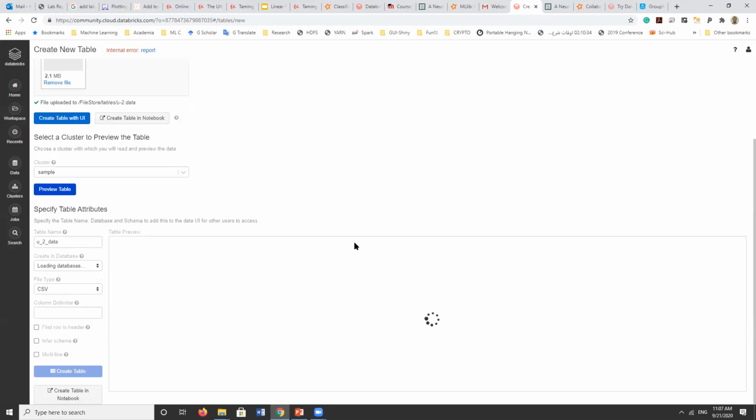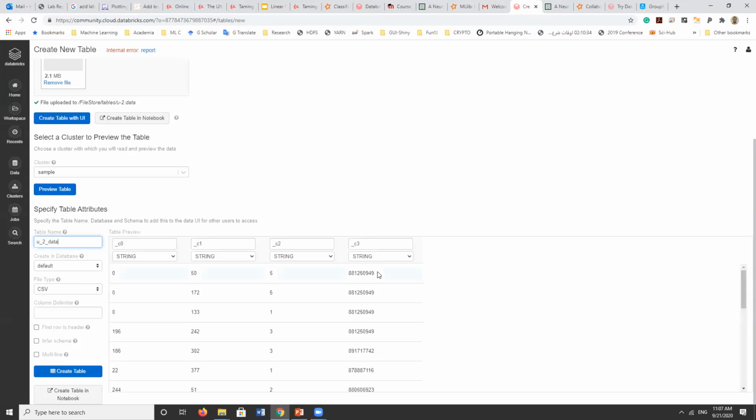And down here, you preview your data. You can put an arbitrary name here, just change it. For example, my name is u_2_data because in the previous class it was u_1_data. Now it's 2. For you, it's probably u_1_data. So I wait for this one to be loaded.